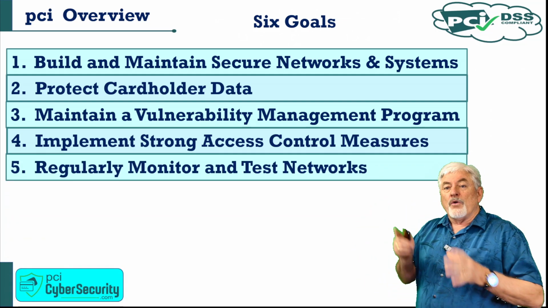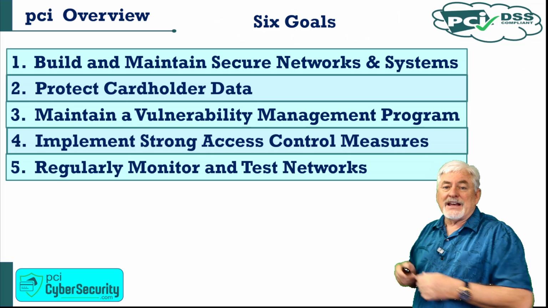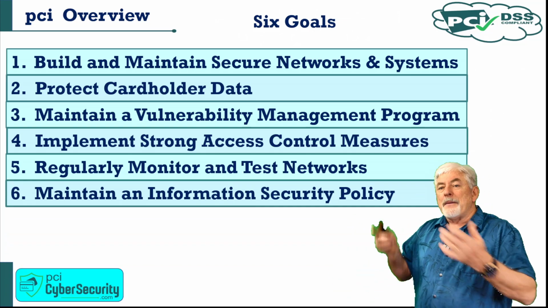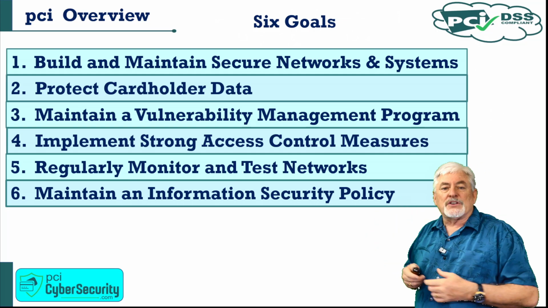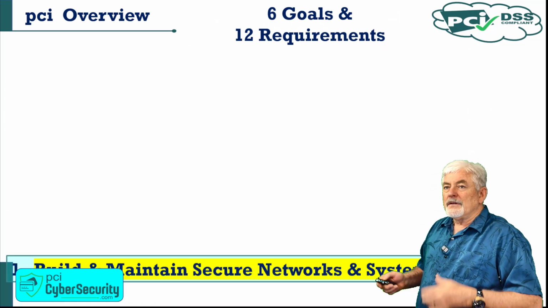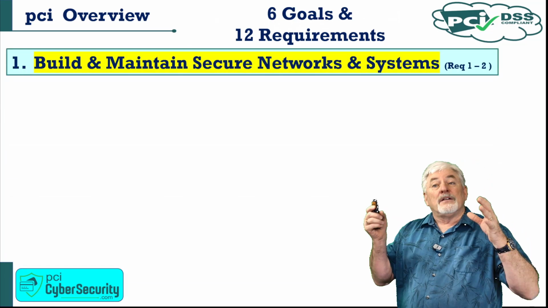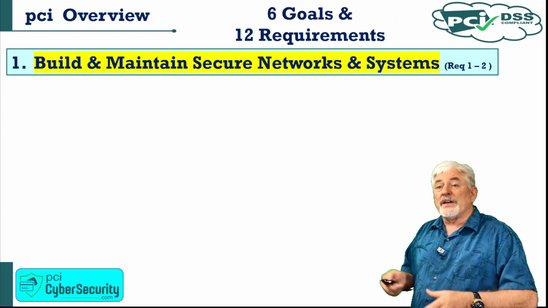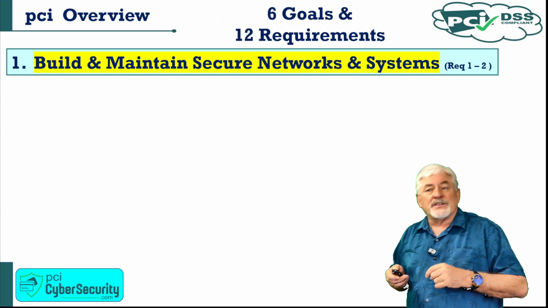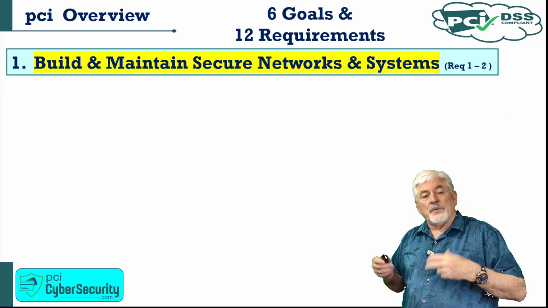The fifth goal, regularly monitor and test your networks. Prove that they're still safe. And then 6, maintain an information security policy. Documentation. Okay, those are the 6 goals. Those 6 goals are paired with 12 requirements. So the first goal, to build and maintain a secure network system, has 2 requirements.